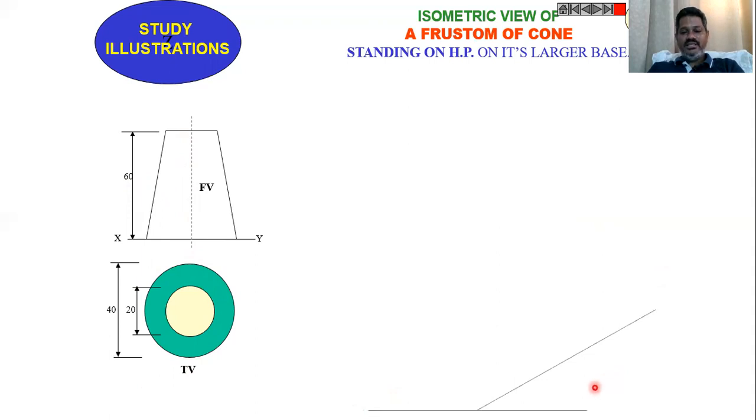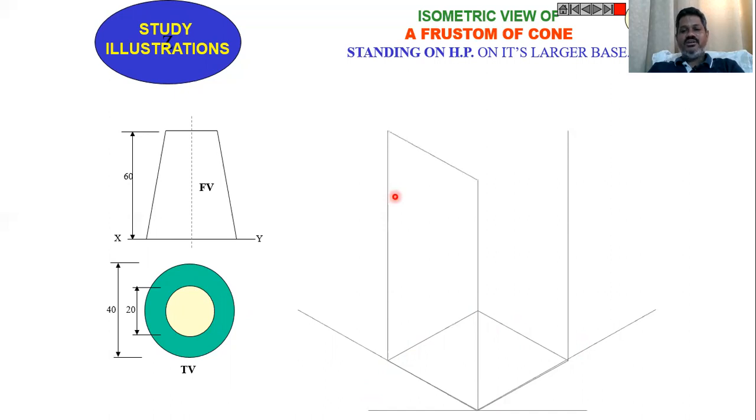Then draw a horizontal line. Then construct a rhombus or a box with the diameter. The base diameter is 40, that is already mentioned. With the base diameter, construct a rhombus like this. Then project all the points of the rhombus, the 4 corners of the rhombus, with a height of 60 millimeters. Then join all the projectors to get one more rhombus on the top.